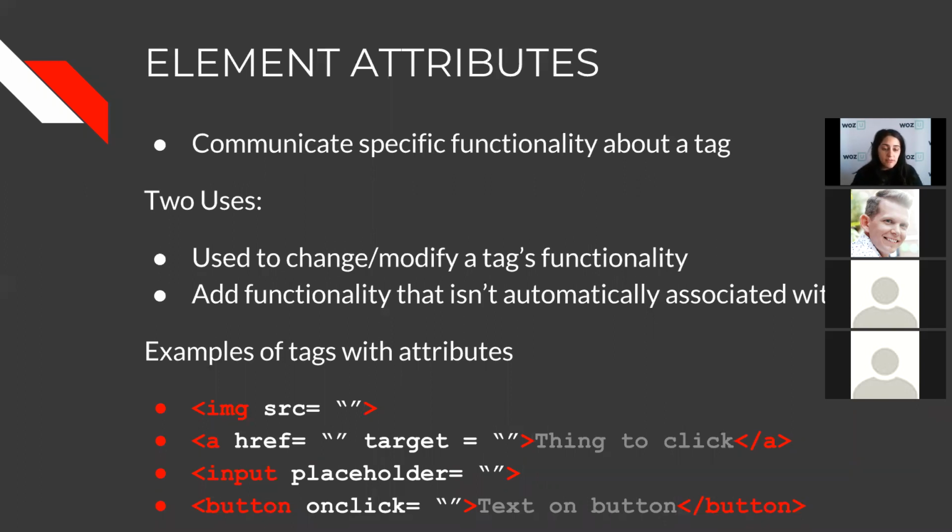A couple examples of tags that have attributes: an image tag has the source attribute. Essentially that is saying, where is the source of this file that is this image? And then that will produce the image on the actual browser. With that, they can have 2 types of sources. You can have a relative URL or you can have an absolute URL.